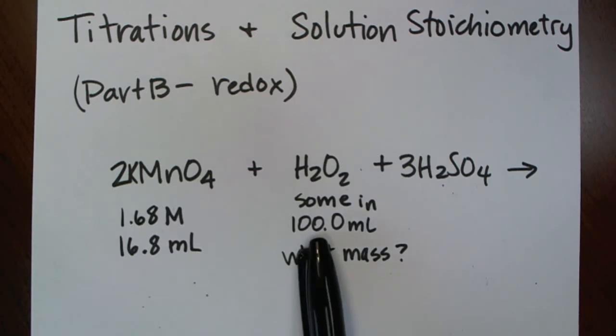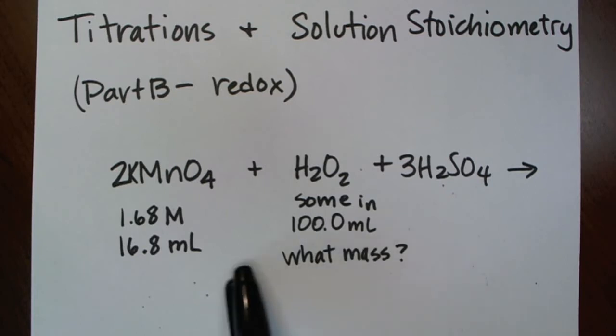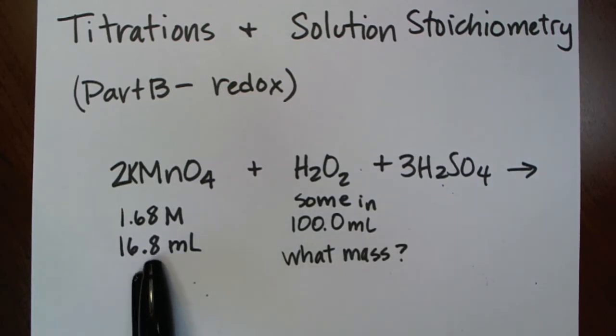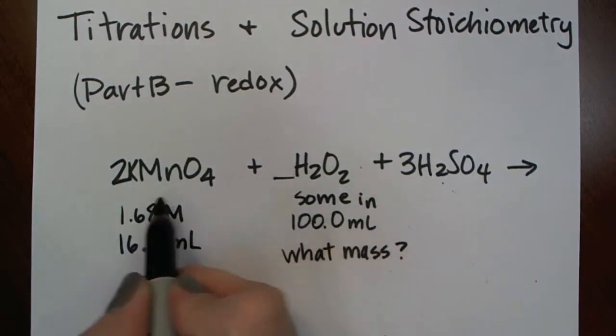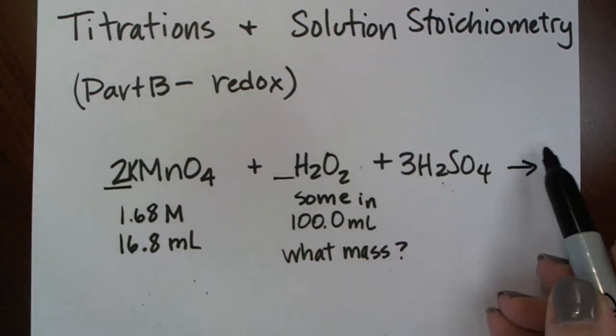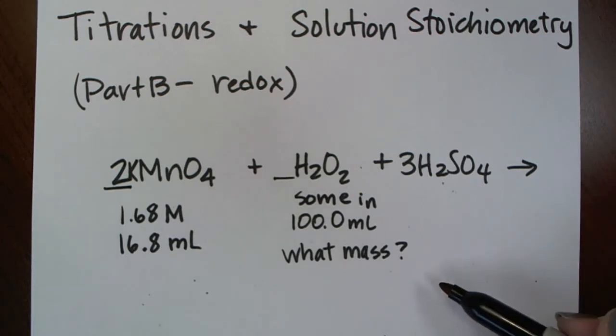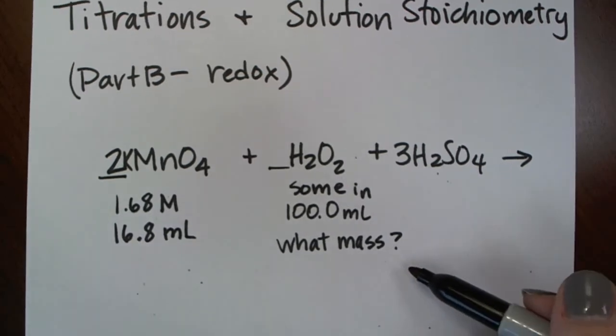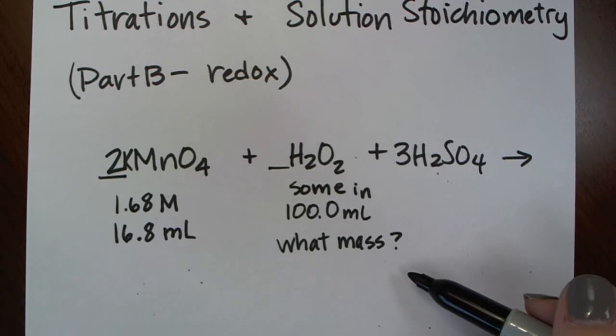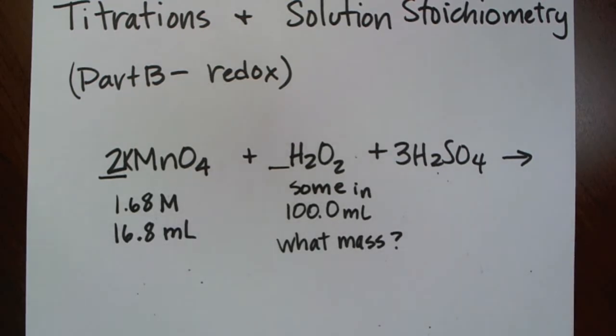It read something like an amount of hydrogen peroxide was dissolved in 100 milliliters of water. It was then titrated with this solution. Again, what's really key is how these are related, not so much what the products are. What we're looking for in this case is a little bit different in that the question asks what mass of hydrogen peroxide was originally dissolved into the solution.